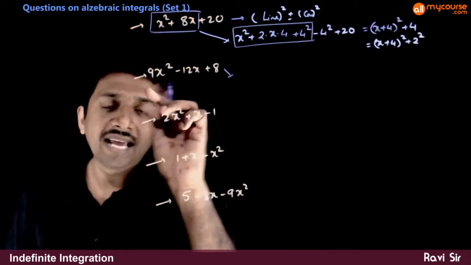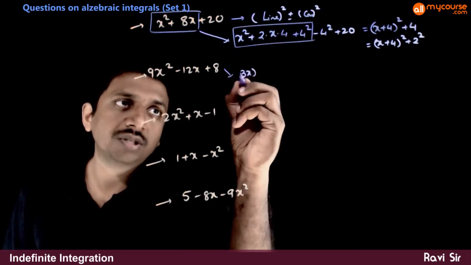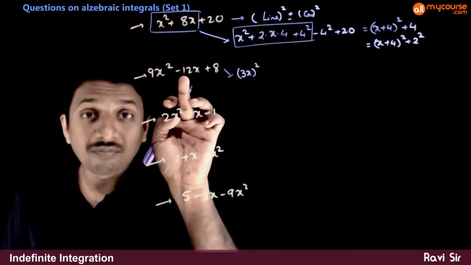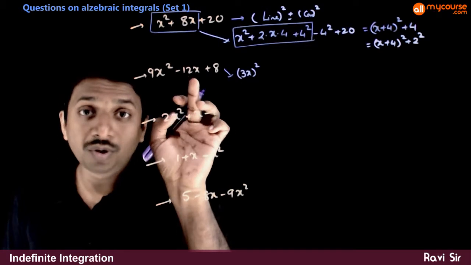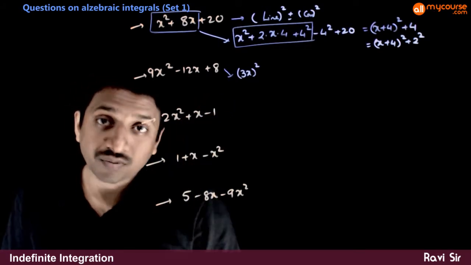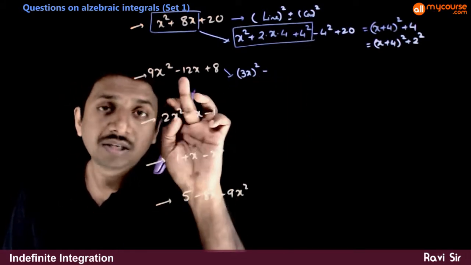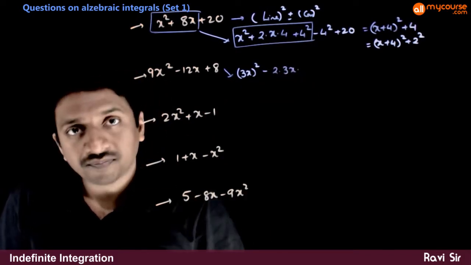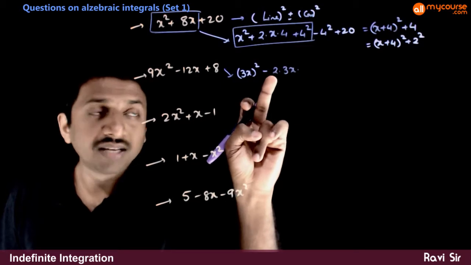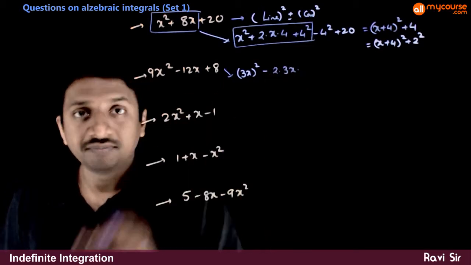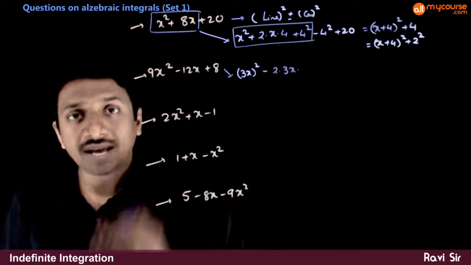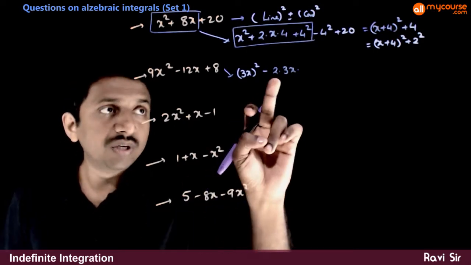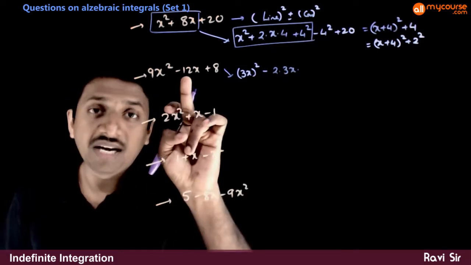So here 9x square is 3x whole square. You have a minus term with a linear term, so you have to convert into a minus b whole square. So minus 12x can be written as 2 times 3x times which number? So a square minus 2 into a into b. So you need to adjust this b so that you get minus 12x. 2 into 3 is 6. So you need a 2.